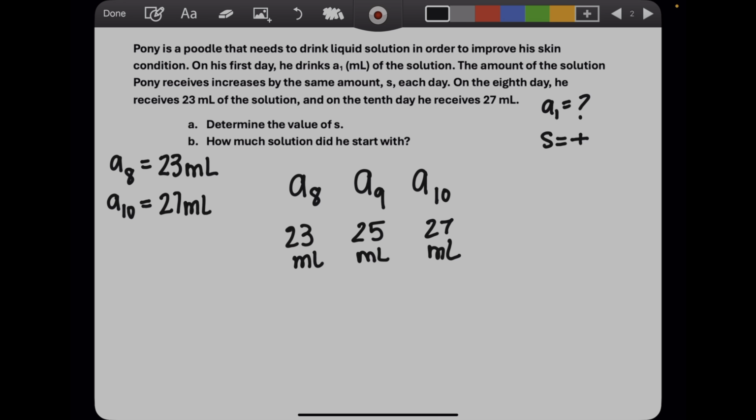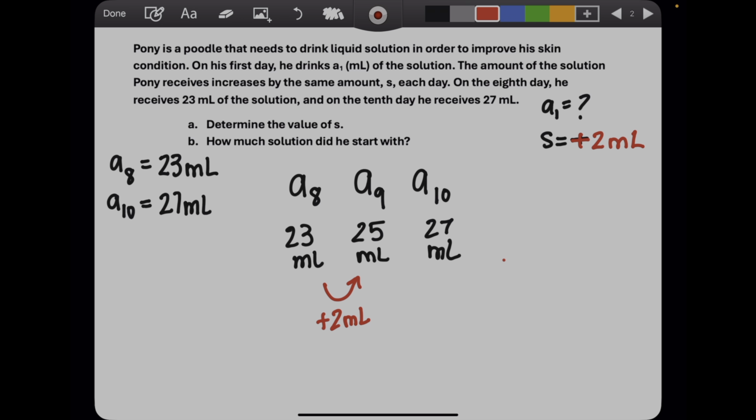Which means that on the 8th day, he receives 23 milliliters. Then on the 9th day, he gets 25. And then on the 10th day, he gets 27 milliliters. So we can see that every day, the amount increases by 2 milliliters. So our S equals positive 2 milliliters.